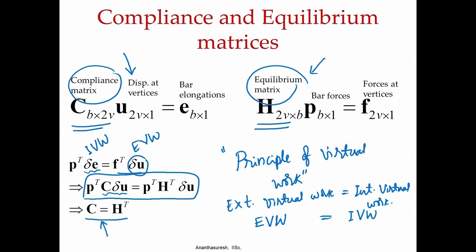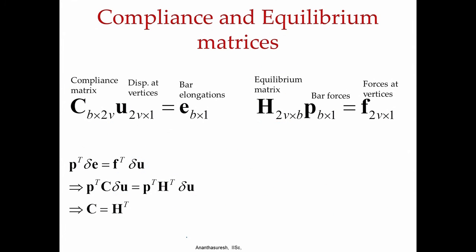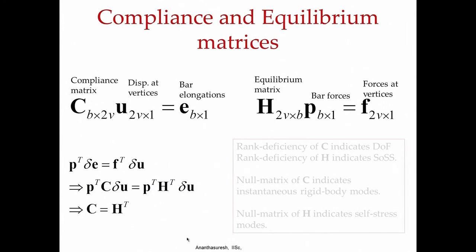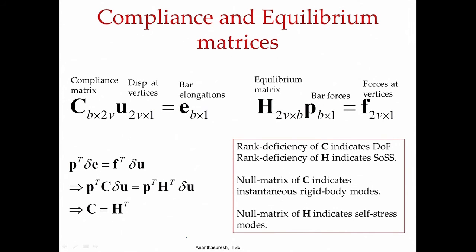You should try this; we have not written this out, we just wrote part of it for a simple truss. If you do that, you will see that it is true, and the proof of course is right here. Okay. Now, why do we care about these? It turns out that the rank deficiency of the C matrix indicates the degrees of freedom of a truss or a compliant mechanism if it is made of bars, which most compliant mechanisms are. Likewise, rank deficiency of the H matrix indicates the states of self stress.